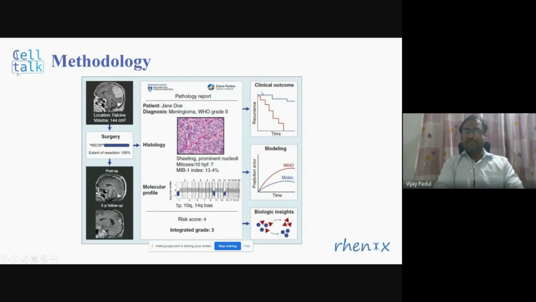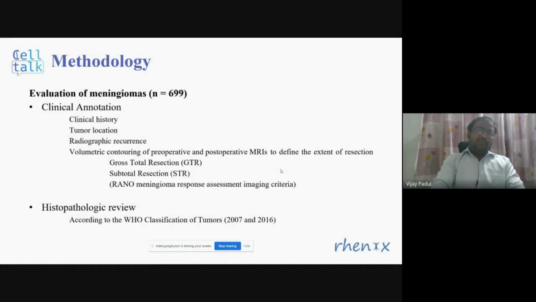This is just one sample, but multiple such samples, around 599 samples, they analyzed, and they found the clinical outcome, that is the time to recurrence of that particular meningioma. And then they modeled this integrated scheme, and they have shown that the integrated grading scheme is better as compared to the WHO scheme.